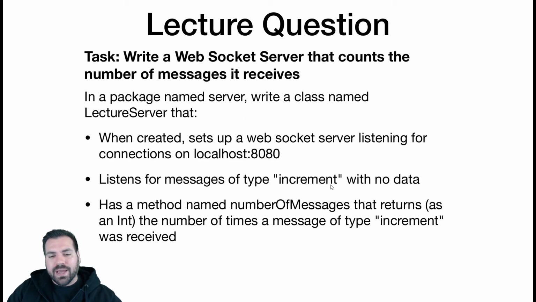So a very simple WebSocket server that's going to listen for messages of type increment with no data, so the equivalent of a case object, and keep track of the number of times that it's received a message of type increment, and then has a method that is not really part of the web server itself, but a regular old method. And when this method is called, it's going to return the number of times this server has received the increment message. So it's keeping track of just how many times it's received this message.